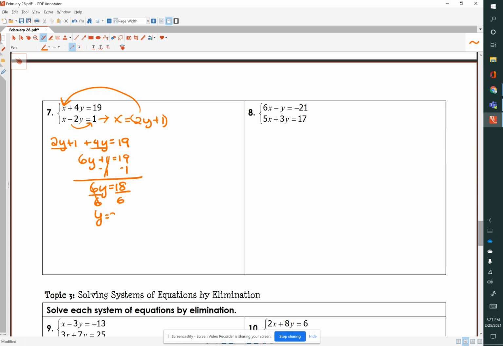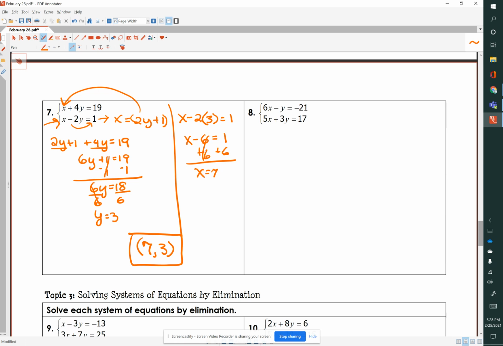And y equals 3. Now I'll take that 3 and I'll substitute it. I'll choose the second equation. It doesn't matter. So x minus 2 times 3 equals 1. x minus 6 equals 1. Add 6 to both sides. And x equals 7. So our final answer is the ordered pair 7, 3.